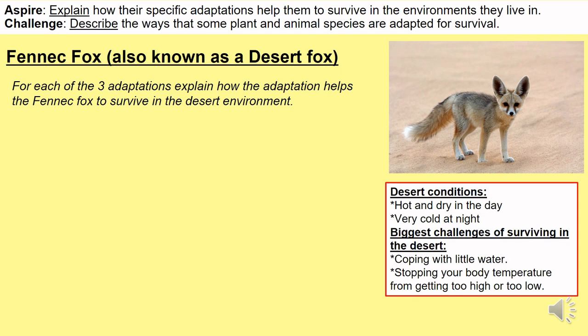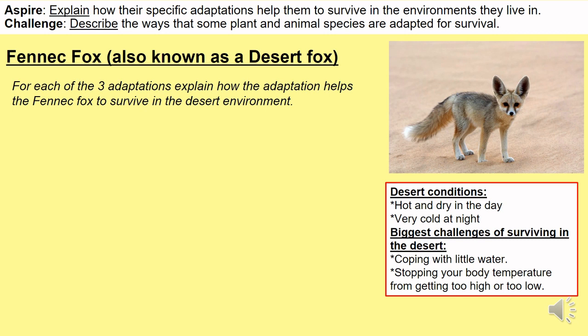Now, the biggest challenges that animals face of trying to survive in the desert is coping with very little water, but also controlling their body temperature and to stop it from going too high in the day and too low at night. Obviously, if either of those things happened, the animal would die. So I'm going to give you 3 adaptations, and I'm going to ask you to think about how the adaptation helps a particular animal to survive. And we're going to start off with the fennec fox.